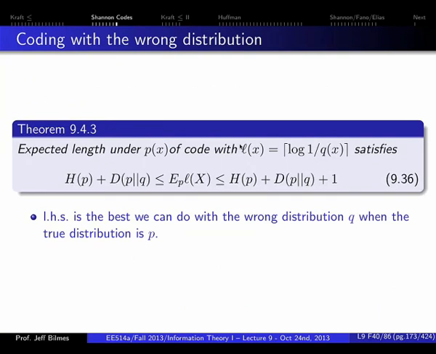So here's the theorem version of that. The expected length under the true distribution P with approximate distribution Q under the Shannon length case satisfies this sandwich. Notice that even if we use very, very long block lengths but the wrong distribution, we still have a penalty. The best we can do is never get closer than the Kullback-Leibler divergence between P and Q to the entropy, if we're using the wrong distribution, because this left-hand side becomes the lower bound. So this is what this is saying: the left-hand side is the best we can do using the wrong distribution Q when the true distribution is P. Okay, questions?